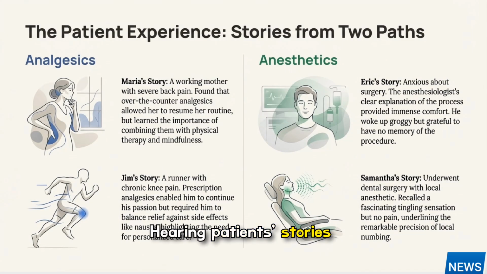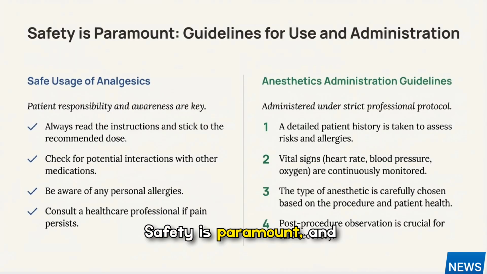Hearing patients' stories highlights how these approaches play out. Some, like a working parent, rely on over-the-counter analgesics alongside physical therapy to return to daily life, while others need prescription plans to balance relief and side effects. And surgical patients often describe relief from anxiety and no memory of the procedure, thanks to clear anesthesiology care and precise local numbing. Safety is paramount, and responsibilities are shared.